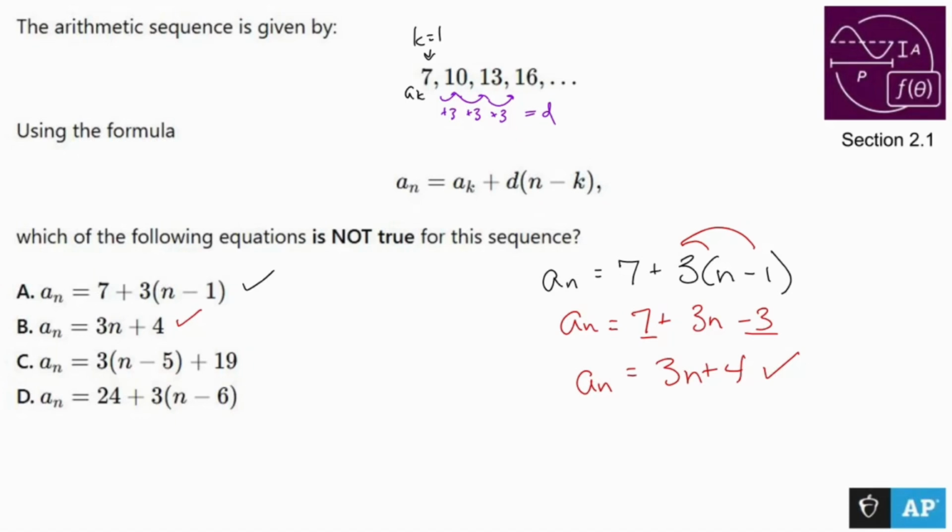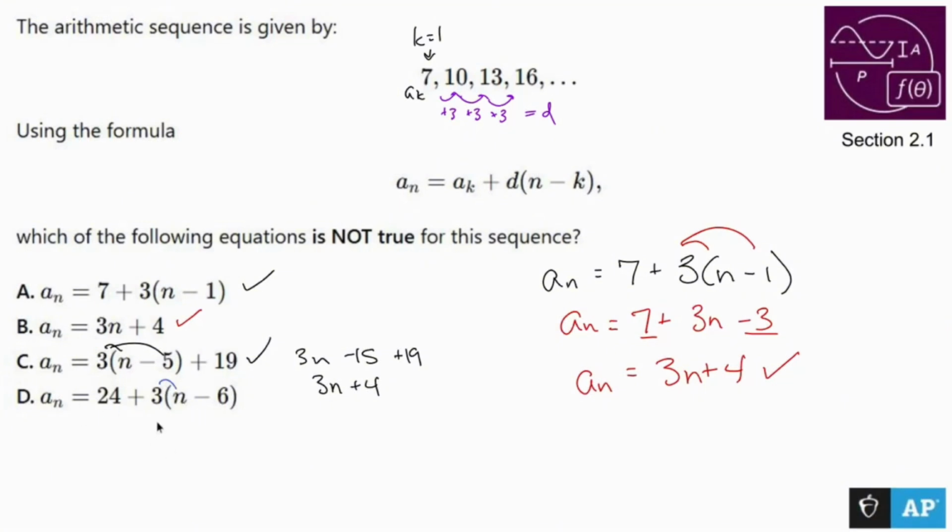Now, probably the smart thing to do is turn the next one into slope-intercept form and see if it works. Maybe it will become the same. So 3 times n minus 5, that's 3n minus 15, plus 19, happens to be 3n plus 4. So they are the same, which means that one checks out. So D has to be wrong, and let's find out why.